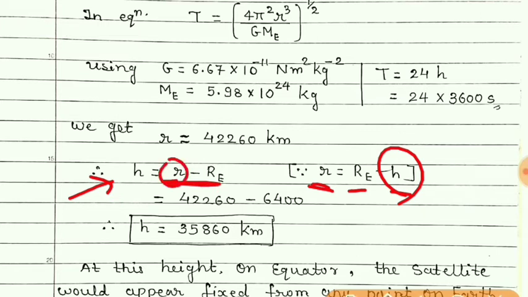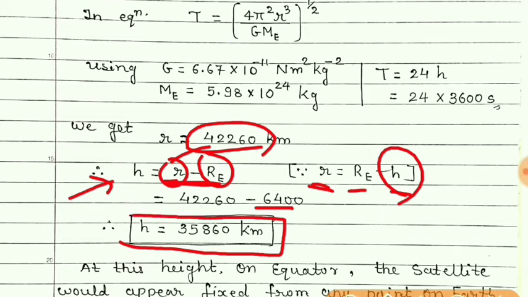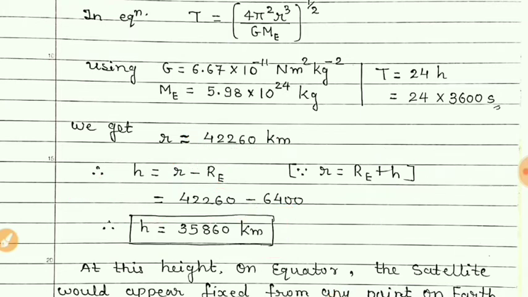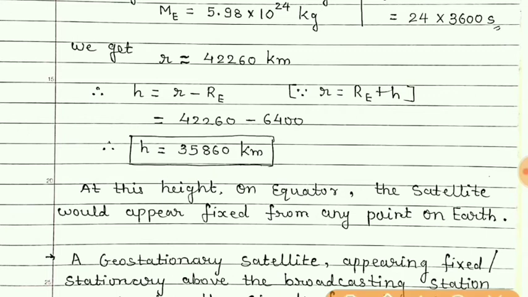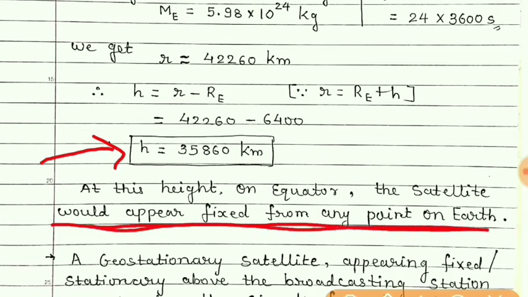Now put this r, 42260, and the radius of the earth, 6400, in kilometers. You will get h equal to 35860 kilometer. So students, it is clear that if a satellite is kept at this much height from the surface of the earth on the equator, then it will appear fixed from any point on the earth. That means it will be a geostationary satellite.